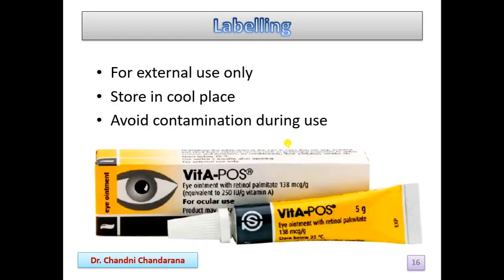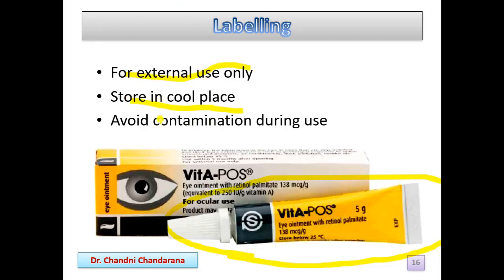Now we will see labeling. Here we can see that this tube is there. In this we have to fill it. Now labeling, which type of labeling should be there? So that should be written: for external use only, store in a cool place, as well as avoid contamination during use. So this is all about eye lotion and eye ointment.